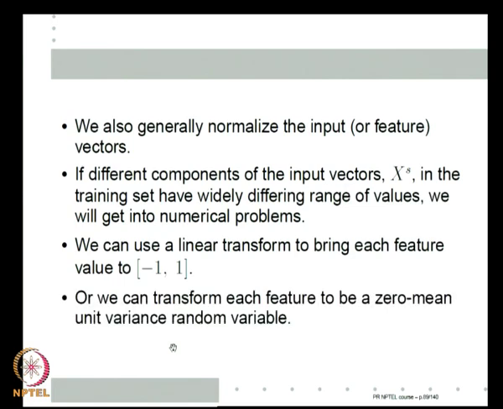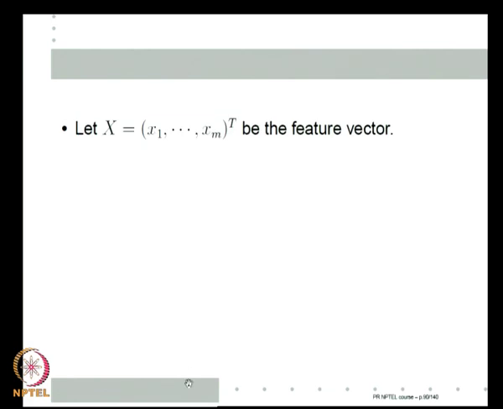But what often gives better performance than this is to transform these features, so that each feature, that is each component of x, can be thought of as a 0 mean unit variance random variable. So, I am not really making it strictly between -1 to 1, but I am transforming them so that each of them would be a 0 mean unit variance random variable. How do you do that? Let us say this is the feature vector with m components.